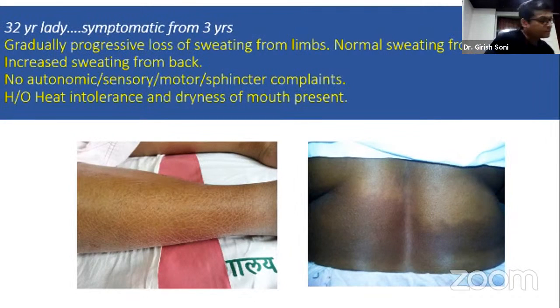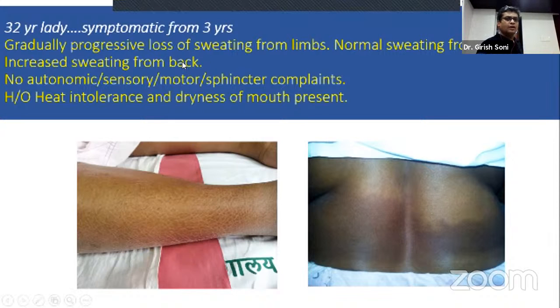So next case, we have time now. This 32-year-old lady, symptomatic for the last 3 years, with loss of sweating from the limbs, along with heat intolerance and excessive sweating from the back, normal sweating from the face and neck, no other autonomic problem, weakness, imbalance, sensory complaints or gallbladder complaints. And there was a history of dryness of mouth and heat intolerance.